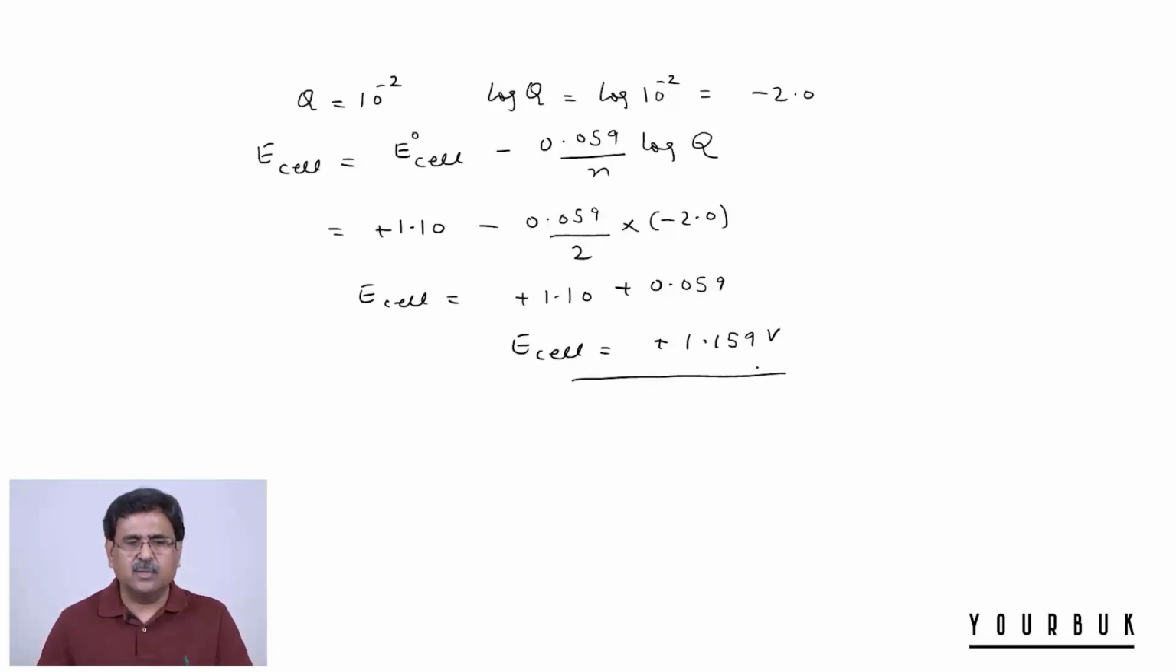And since the E cell is positive, it means the cell is spontaneous. The cell can do work on the surrounding. And the delta G for this reaction, which is taking place in this galvanic cell, will also be negative, and the reaction is called a spontaneous reaction.